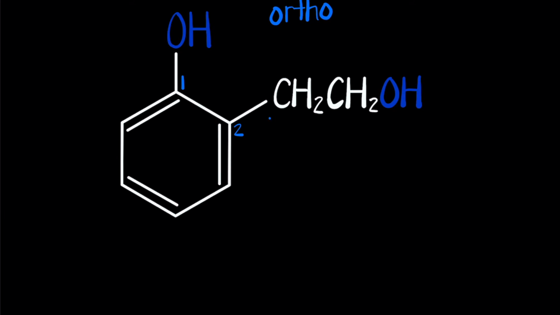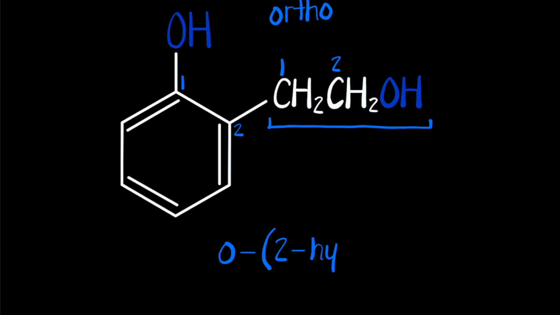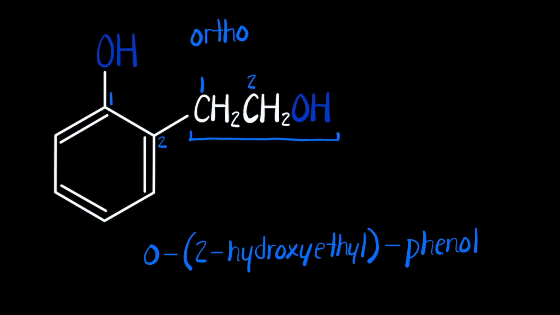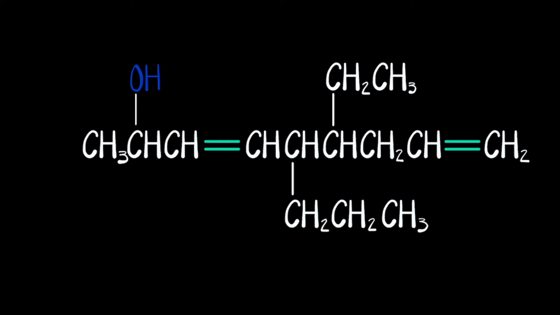Alright, so how do we name this? Well, we're going to have to put it in parentheses. So ortho, designate it first. Ortho, 1, 2. Attach to that second carbon, 2-hydroxy. That's a little different. Ethyl, because of that 2-carbon chain. Dash. Phenol. Or phenyl. However you like to pronounce it. Ortho, 2-hydroxyethyl phenol.